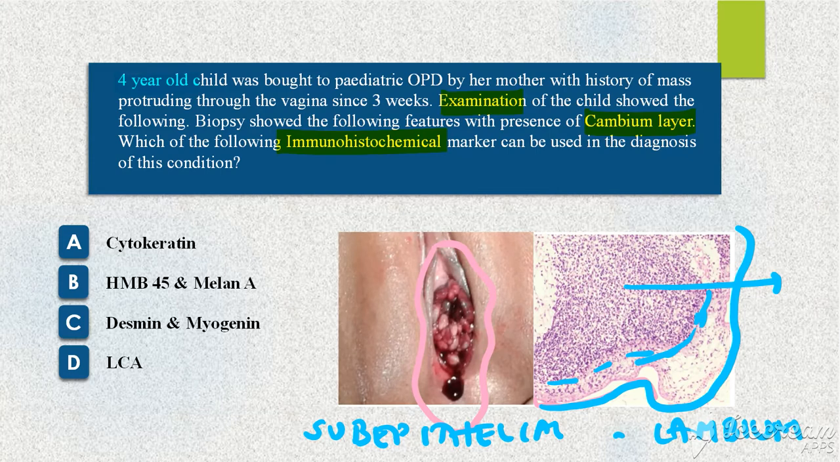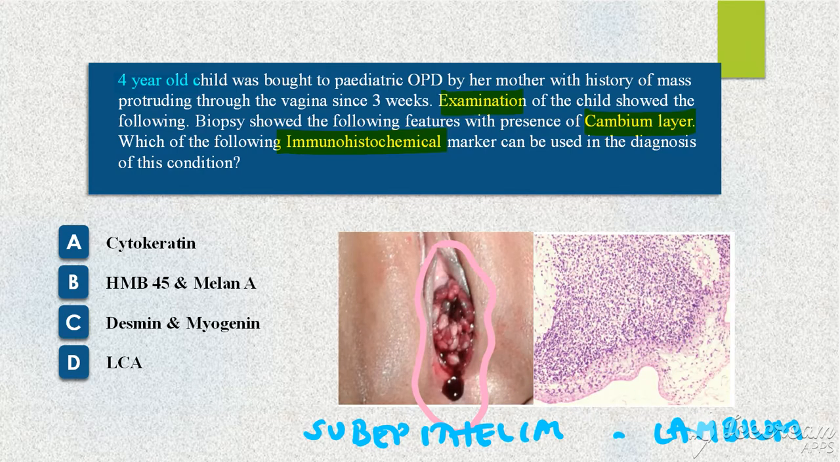Cambium is a layer which is present in plants. So it will be like that. So we call this a cambium layer. Subepithelial condensation of your tumor cells is what we call a cambium layer. Now, which sarcoma will show a cambium layer? Let's see about that.